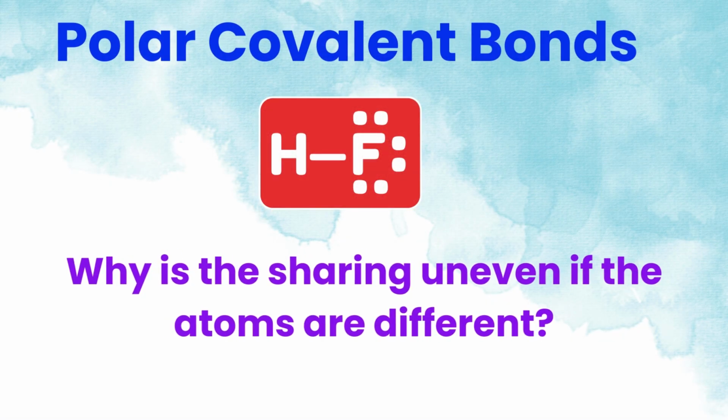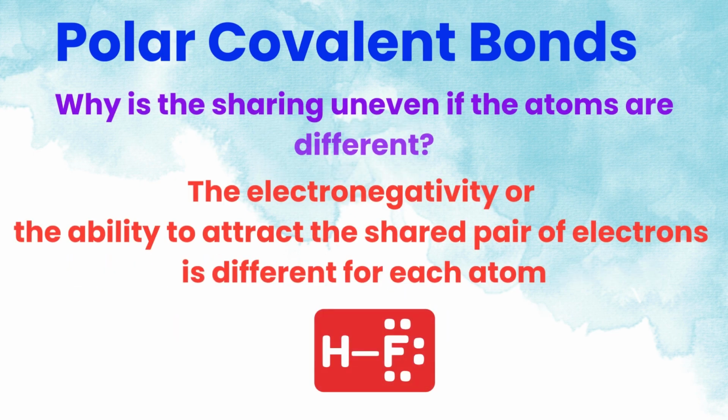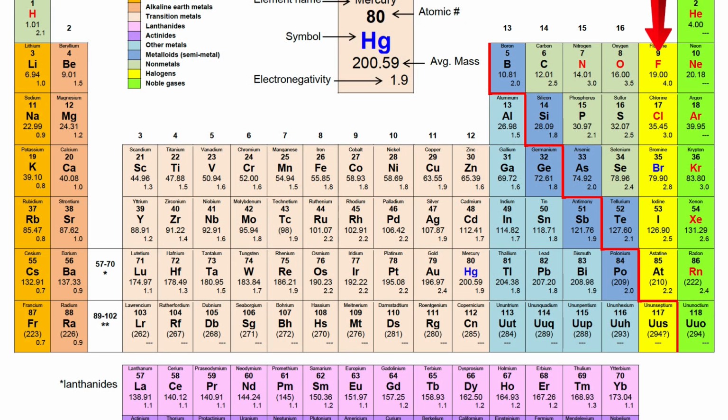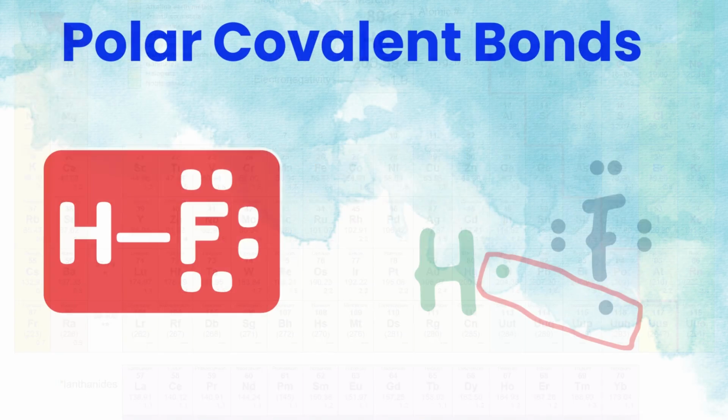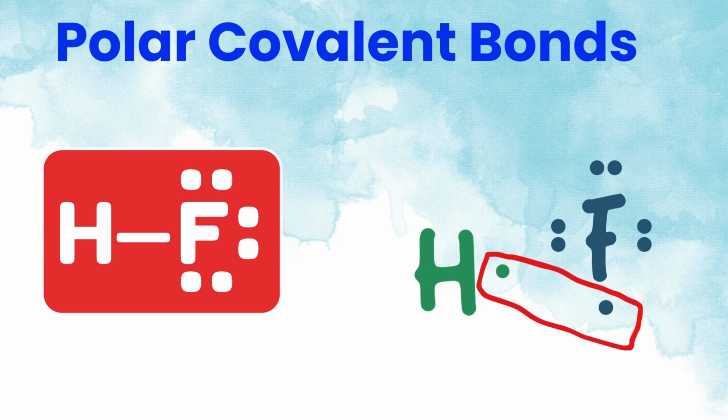Why is the sharing uneven if the atoms are different? This is because the electronegativity, or the ability to attract the shared pair of electrons, is different for each atom. Fluorine has the highest electronegativity of all elements, about 4. Hydrogen's electronegativity is 2.1. So fluorine pulls the shared electrons more strongly towards it than towards hydrogen. Thus, fluorine gets a partial negative charge and hydrogen gets a partial positive charge.